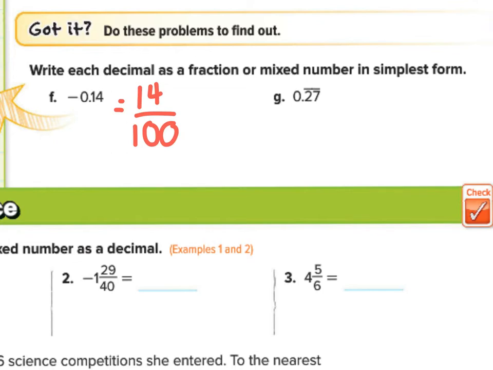We can see that this is an even number. They're both even. So it can be simplified to 7 at the top, if you divide it by 2, and 50 at the bottom. And that's as much as we're going to be able to simplify it, because 7 is a prime number. So we have negative 7/50. That was simple. Let's try the bar notation, the 0.27 bar notation.